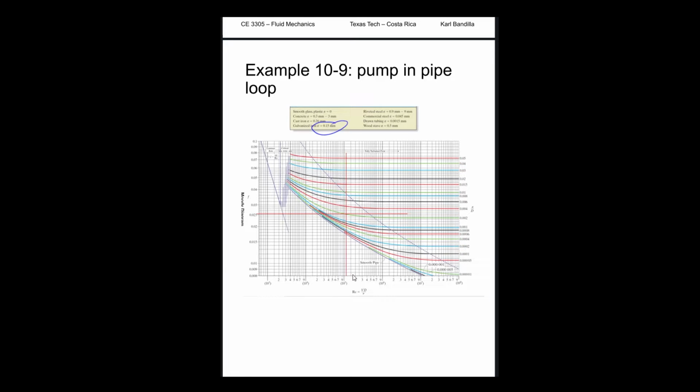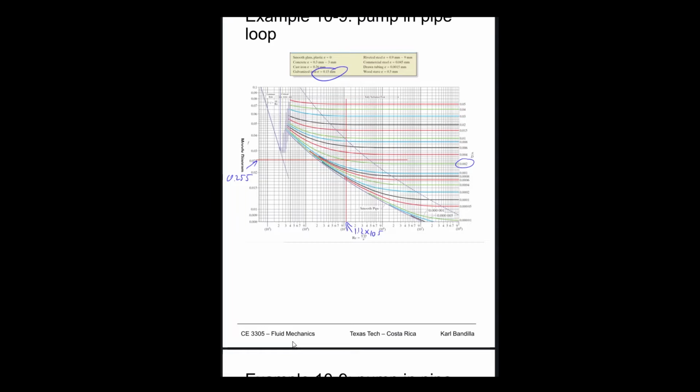With that, we can go into our Moody diagram. So this would be our Re of 1.12 times 10 to the 5, right there. And then we are looking at 0.002. That's our green line right there. So we see where it intersects. It's 0.0255.